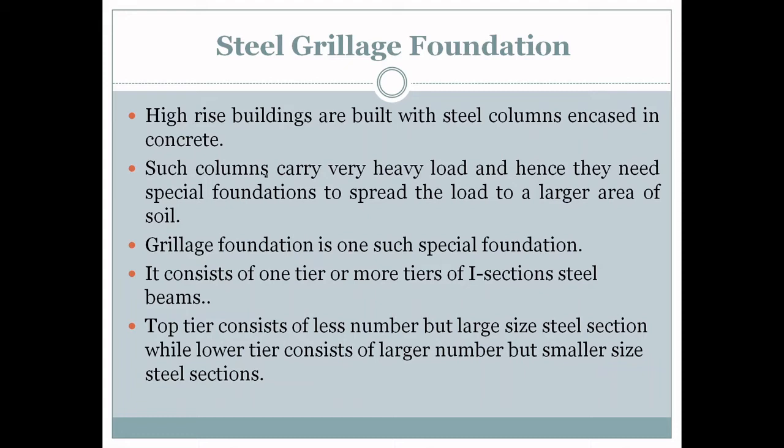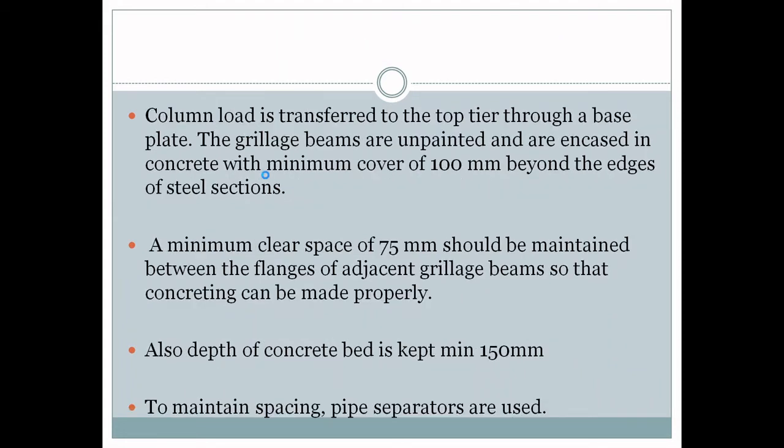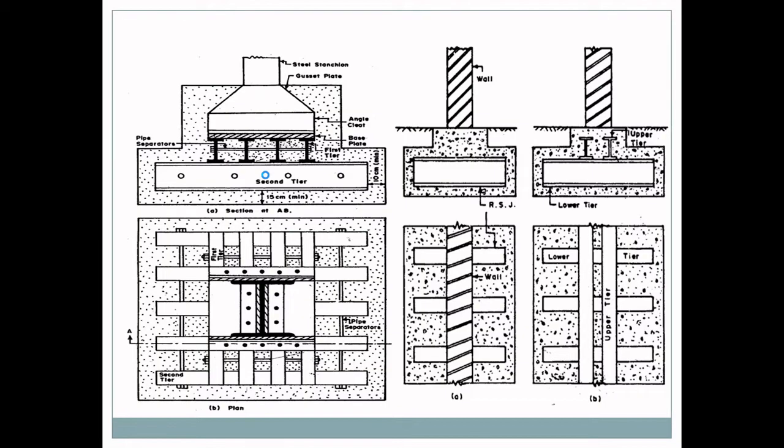What is the method of construction for steel grillage foundation? First, the excavation for foundation is done to the desired depth and the bed is well leveled. Then the foundation bed is covered with a 15 centimeter thick rich mix of concrete which is well compacted to make it impervious. You can see in this image the 15 centimeter thick layer of concrete.